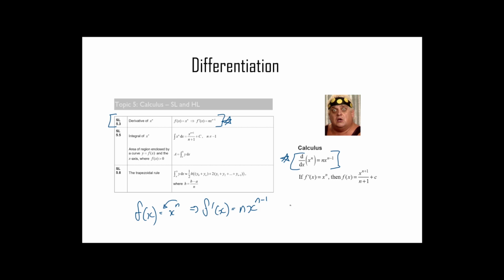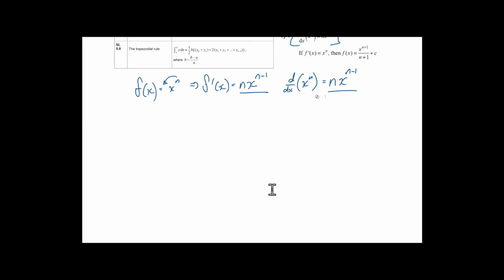So we can rewrite that as well. We need to differentiate with respect to x, that's what that means, and it's in the form x to the n. When we differentiate it, the n comes out the front, the x stays there, and the index loses a power. Exactly the same formula, just written slightly differently.